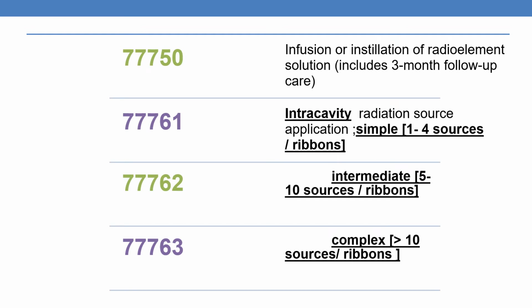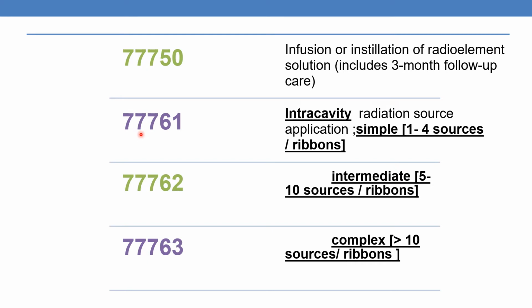Now coming to other codes of brachytherapy. The first code is 77750. The description is infusion or instillation of radio element solution. Includes 3 months follow-up care. Infusion or instillation of radio element source, which includes 3 months follow-up care within this CPT.